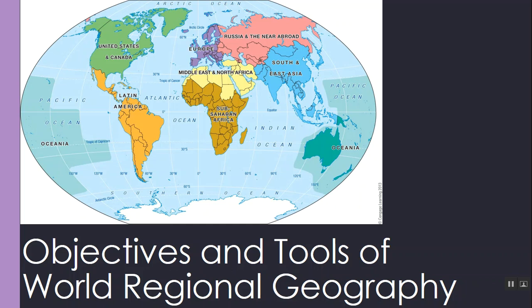Hi everyone, welcome to the first part of Chapter 1, where today we're going to look at the objective and tools of world regional geography. In this first part of the chapter, I'm going to first talk a little bit about what is geography. This might be the first time you're taking a geography class. I'm going to talk about what we mean by a region, and then the different types of things we're going to be looking at in each region.